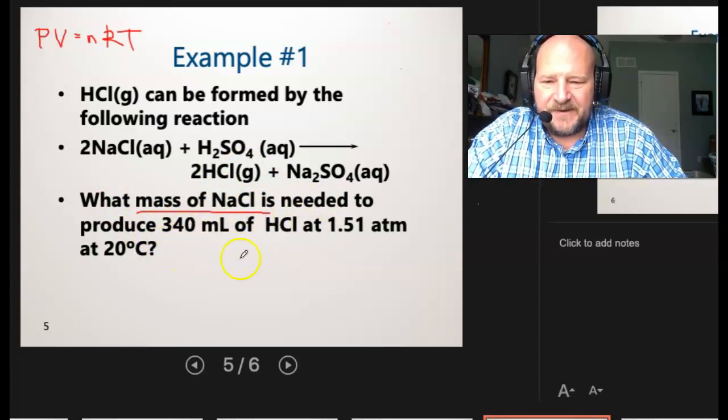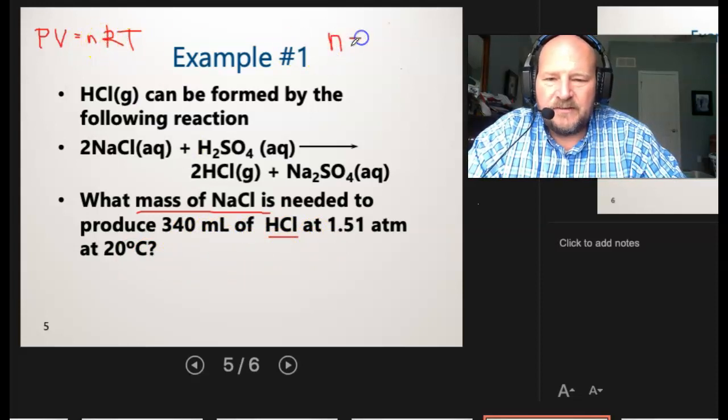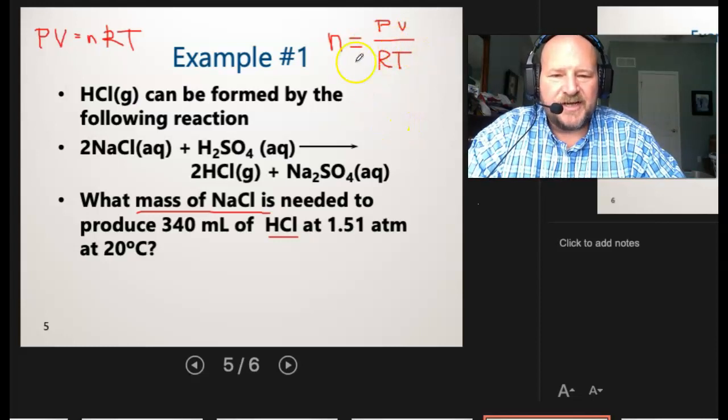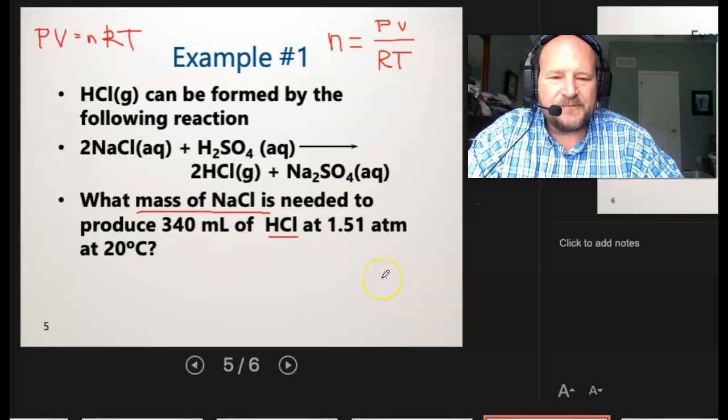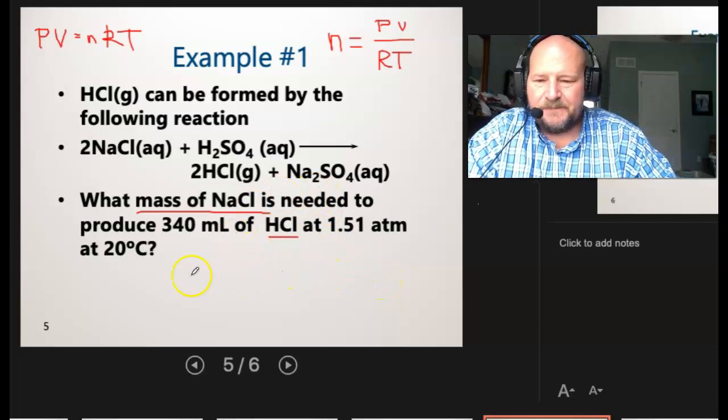So we know we're going to need to figure out all of this, right? And we know we're looking for HCl. We don't see how many moles of HCl. They've given us everything else. So we're going to rearrange this to solve for moles. So n is equal to PV divided by RT. Now we're just going to plug and chug into this to get our moles. Then we'll take our moles into that 3-step process. Well, actually, it'll be the last 2 steps of that process. And that's going to give us our answer.